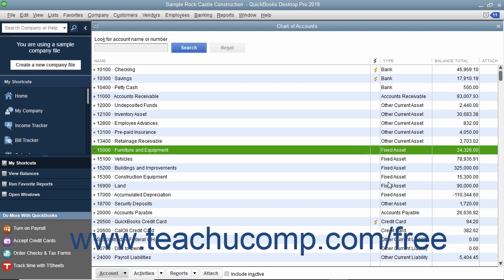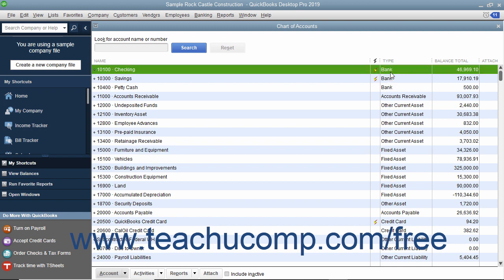Also note that when you set up your company file in QuickBooks, although checking, savings, and petty cash are all company assets, you will set them up as bank-type accounts in QuickBooks. The available types of accounts that are assets are bank, accounts receivable, fixed asset, other current asset, and other asset.